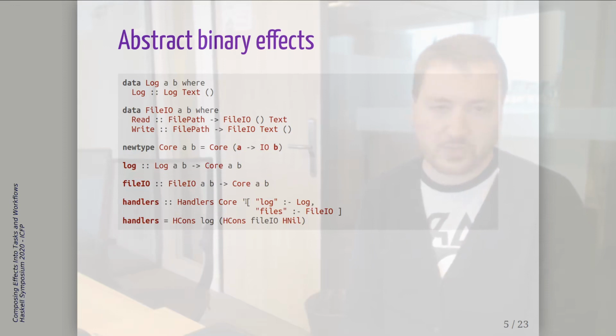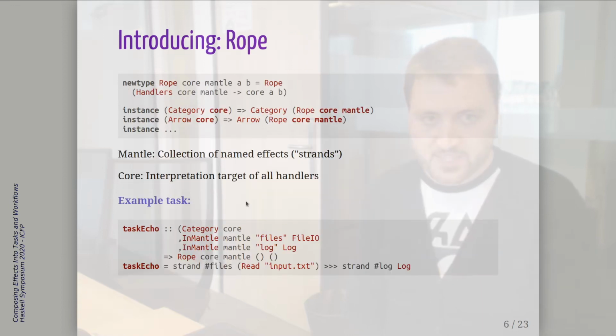What we are missing right now is a way to structure these effects, to chain them together into tasks and into workflows. And this is what our main contribution, which is the rope type, is about.